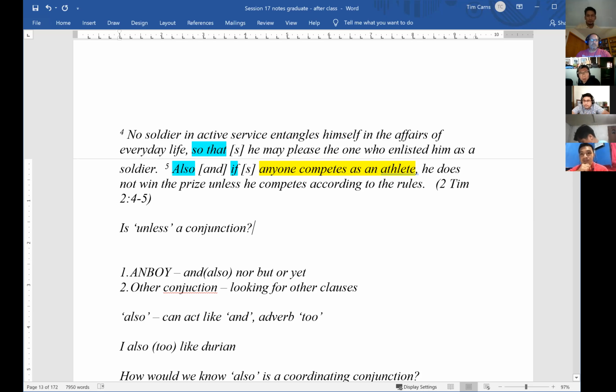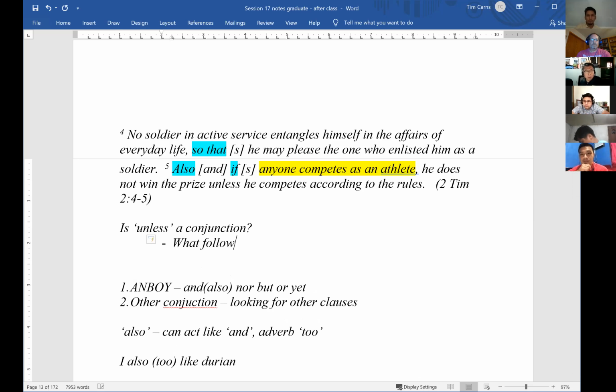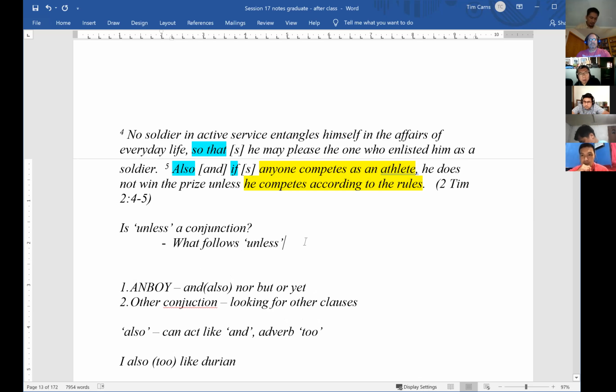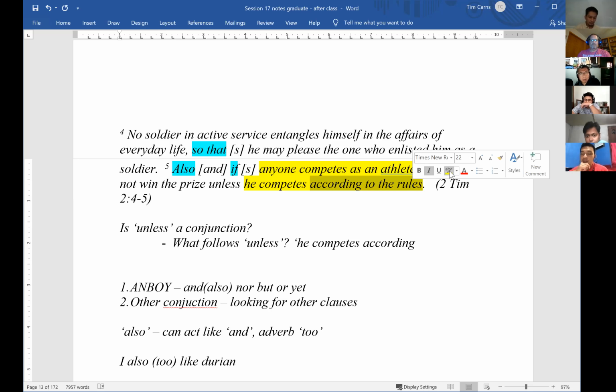Yeah, first we ask, okay, what follows "unless"? What follows it is "he competes according to the rules," because my next separator is that period. So what does that tell me about "unless"? There's a preposition here, but still, what follows it immediately is "he competes." Now, what is that? Is that a noun? Is it a clause? Is it a phrase? What is it? It is a clause.